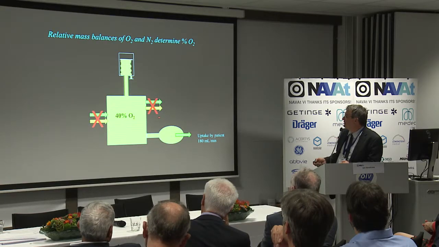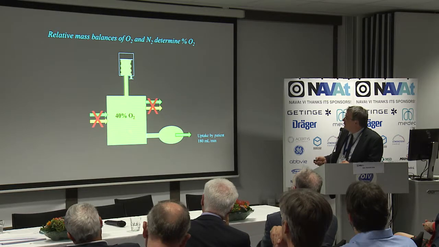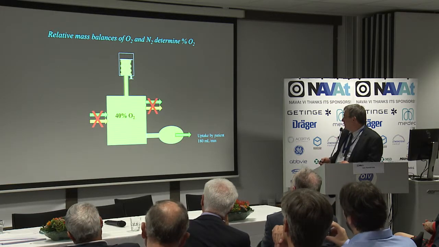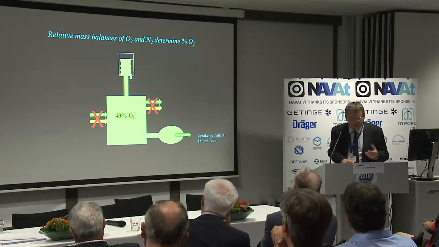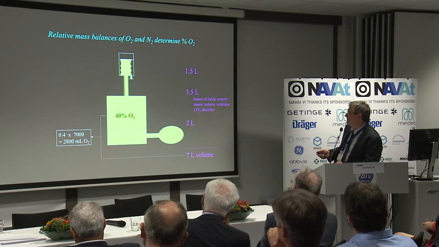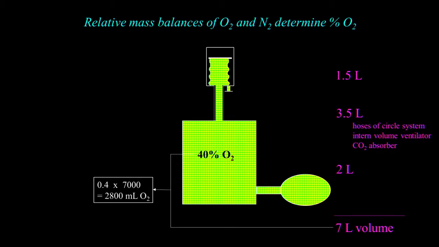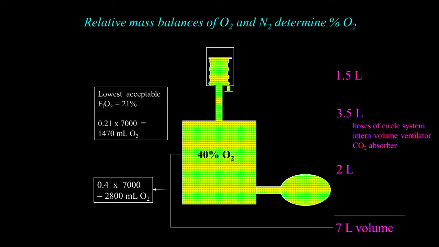At that point there will also be no gas leaving the system to the scavenging. So we start with the 40%, 7 liters. We take up about 180 milliliters. There are some oversimplifications, but they're there for didactical reasons. If we start off with 7 liters at 40%, we have about 2,800 milliliters. 40% out of the 7 is 2,800.